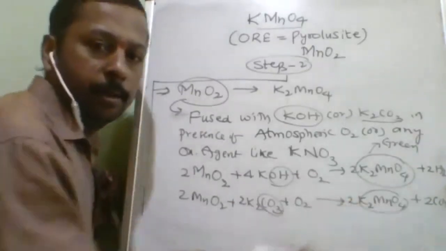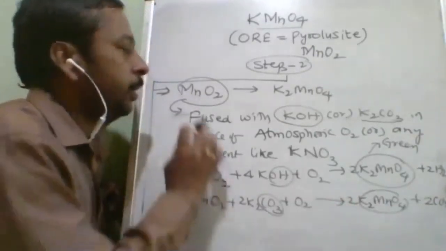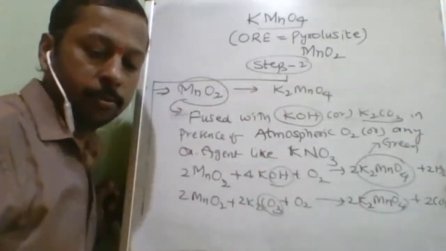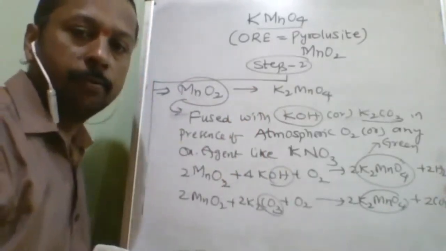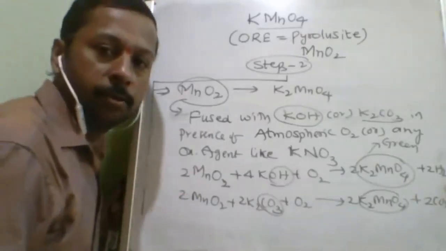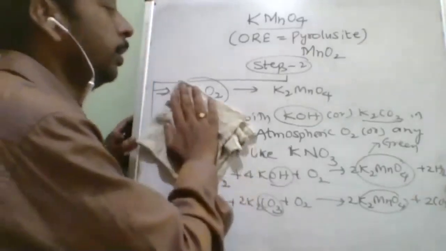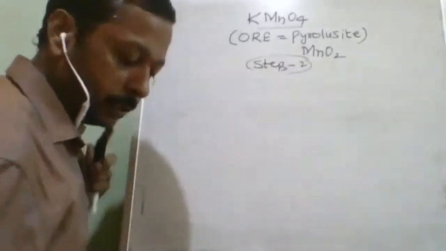Okay, 2K2MnO4 plus 2CO2. Is this first step clear? In this step, we have converted pyrolusite ore into K2MnO4. Up to this, I think you have made notes of it. Now we are going to the next part, that is the second step.